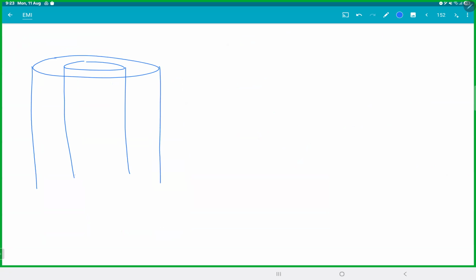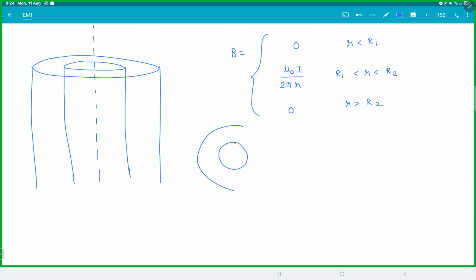The magnetic field inside a hollow cylinder is 0. So it will be 0 for r less than R1. Between R1 and R2, it behaves like an infinite wire, mu naught I by 2 pi r. And once you go outside, again it is 0 because both the currents are opposite, they'll cancel out. So the magnetic field is present only between R1 and R2. Is that clear, everyone? There is no field outside and no field inside R1. So if you look at the top view, this is how the field looks, concentric circles.